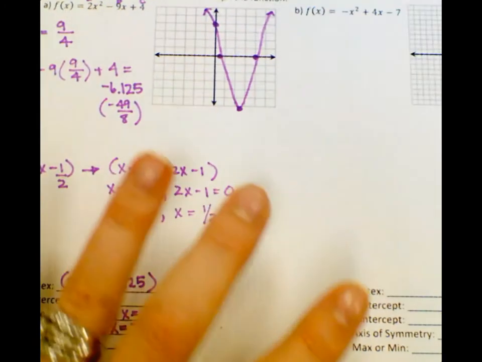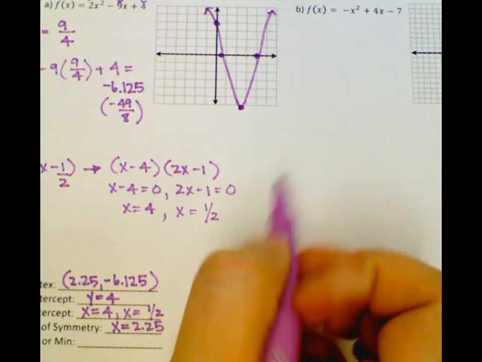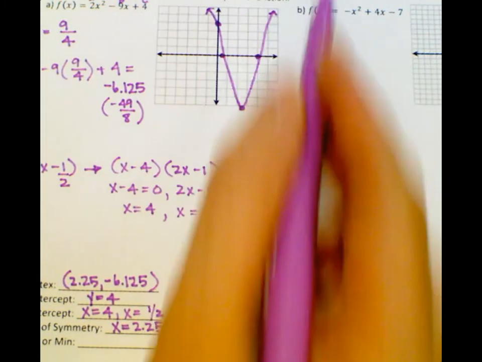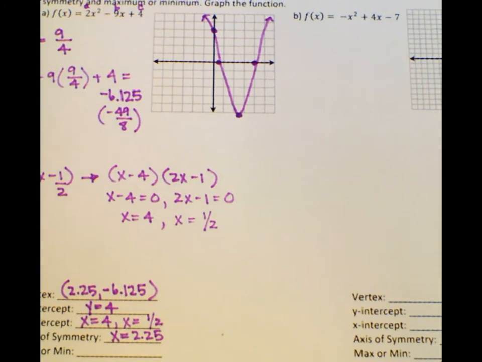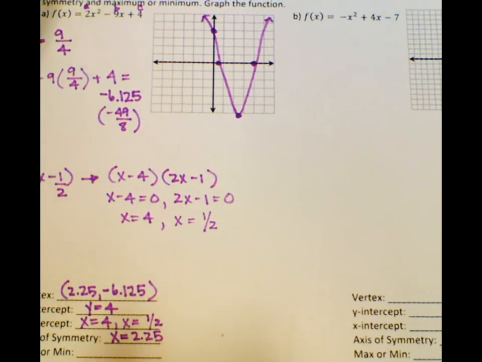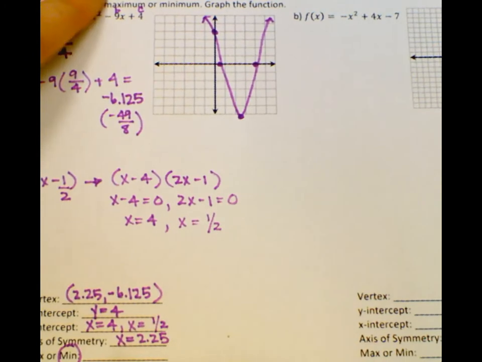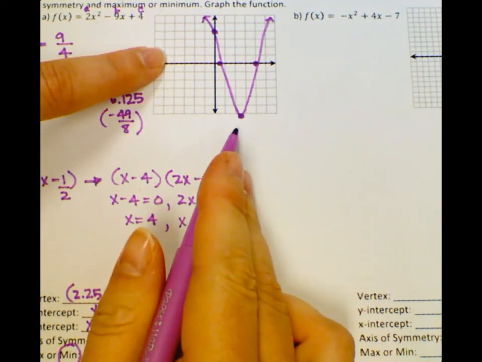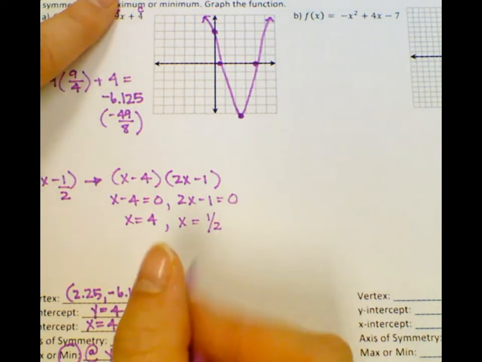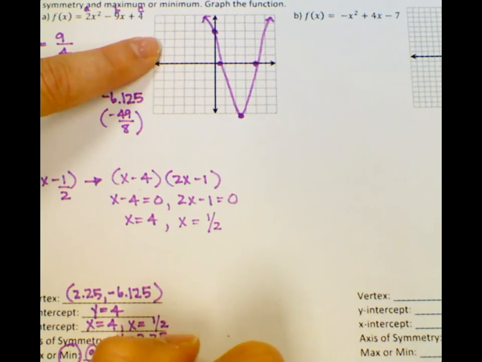So is this a max or a min? So look up here if you can't remember. Look up there in your vocab. Yep, it is a min. And a min at what? Y equals, remember it's always your lowest y coordinate. And that is going to be negative 6.125.